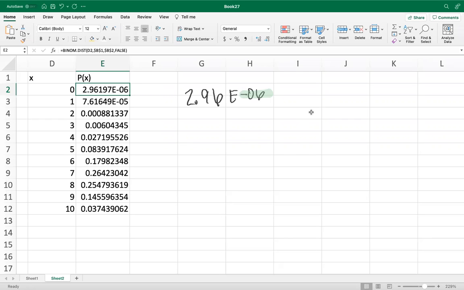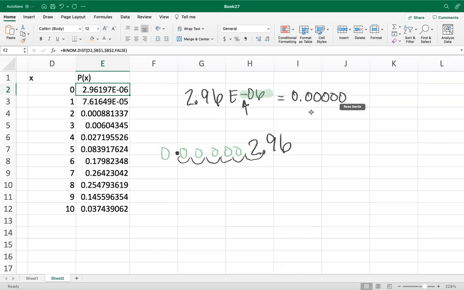So instead of it being 2.96, we're moving it 6 decimal places in the negative direction. So negative is going to be left. So we have 1, 2, 3, 4, 5, and 6. And from here, what we're going to do is fill the rest of that in with zeros. So we have zero here in the front. We have 1, 2, 3, 4, 5 zeros leading in front of it. So our actual value is equal to 0.0000296. So these two are equivalent.